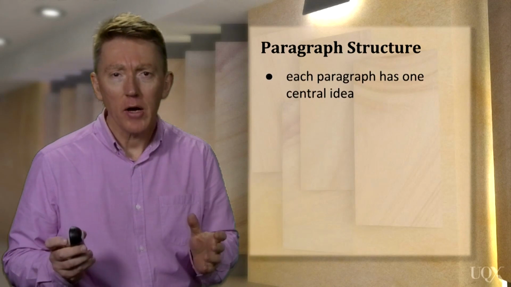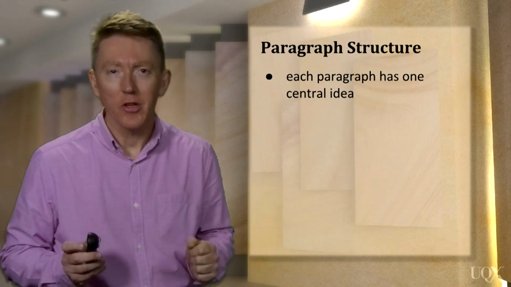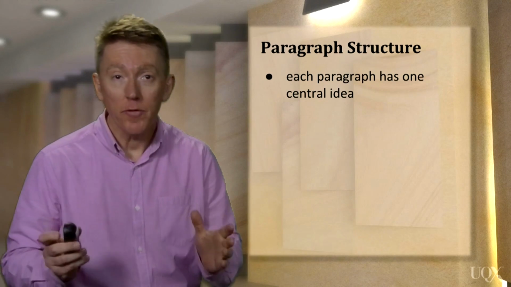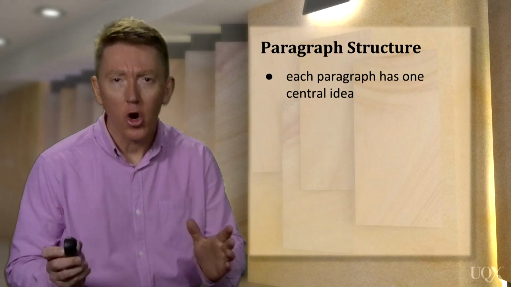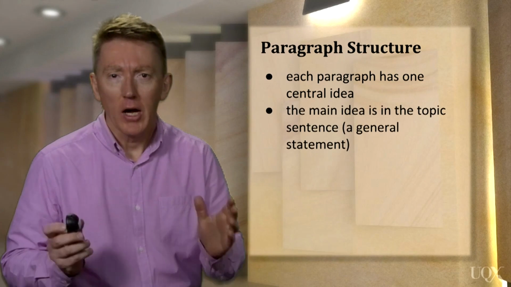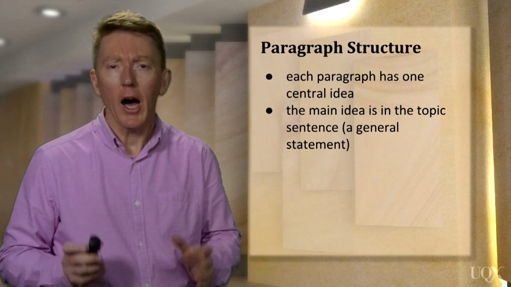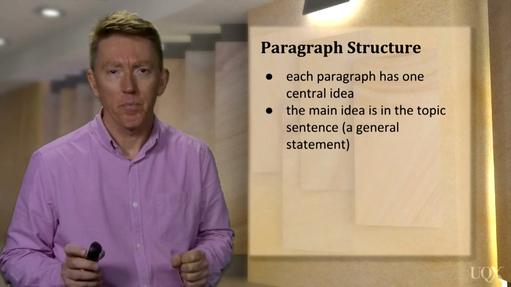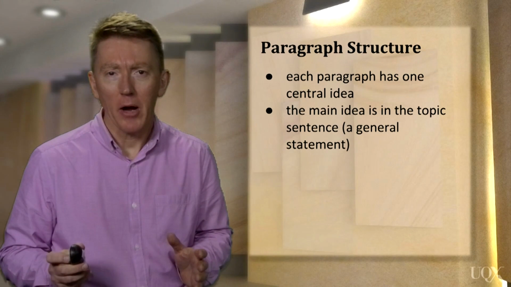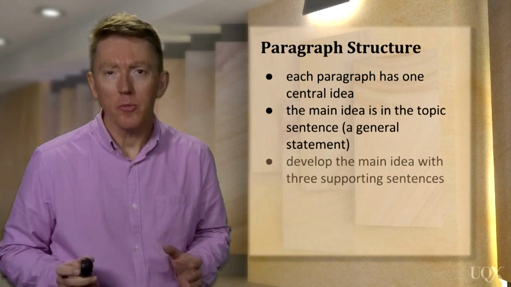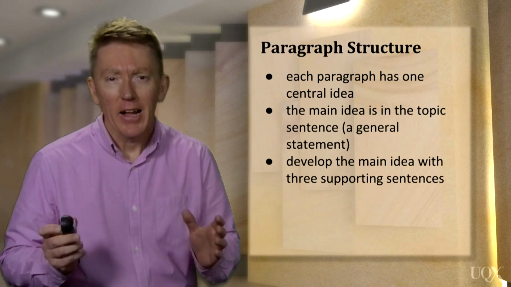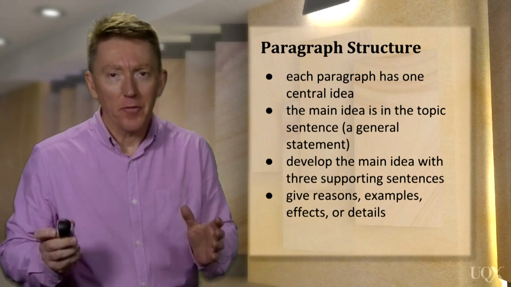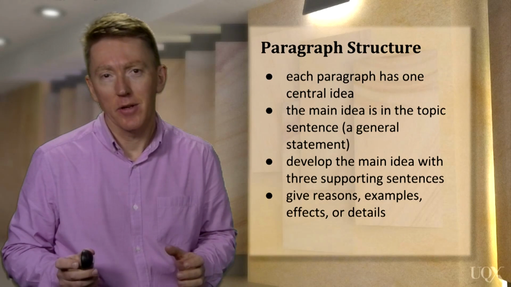First, a paragraph should contain one central idea. This main idea should come in your first sentence, the topic sentence. The topic sentence should be a general statement. It shouldn't be too specific. You should develop the idea in the paragraph with about 3 supporting sentences. These sentences may give reasons, examples, effects, or details.